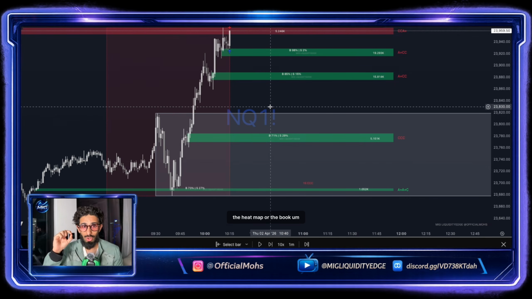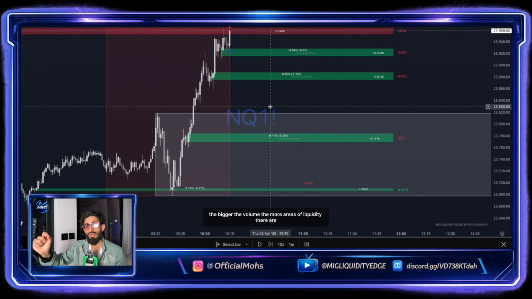Also with the swing length 2, I like to use it based off of the heat map order book rule of thumb. The bigger the volume, the more areas of liquidity there are, the further it acts as a magnet, or when you're in a continuation and creating a trend, showing the strength of that trend.